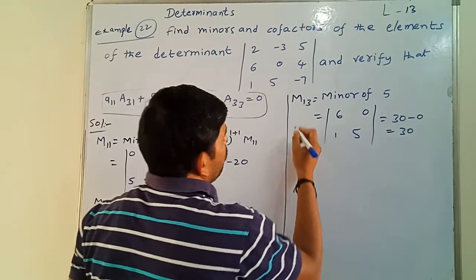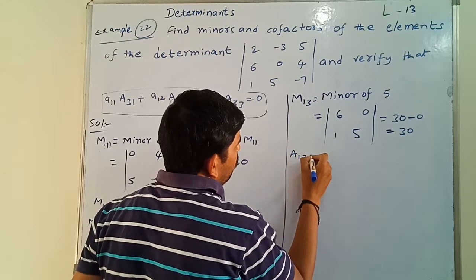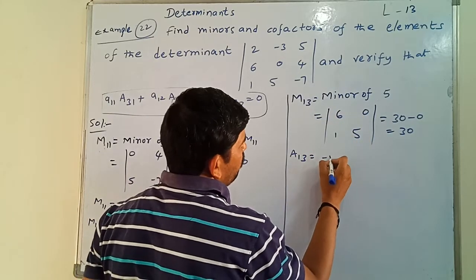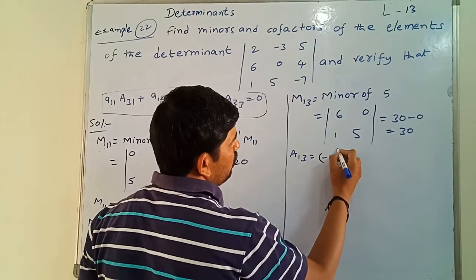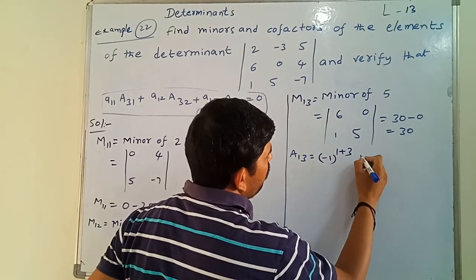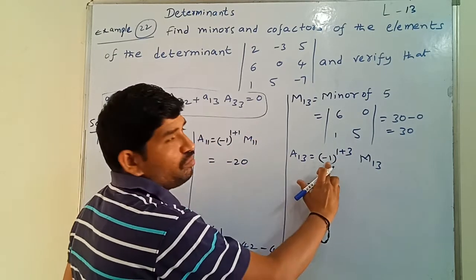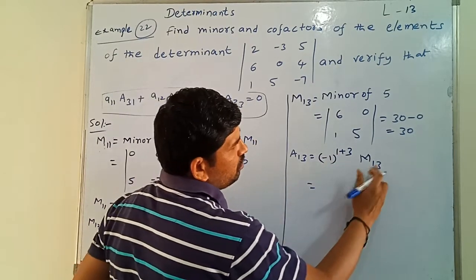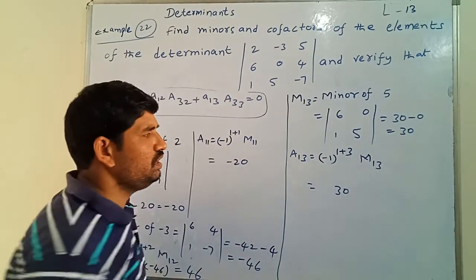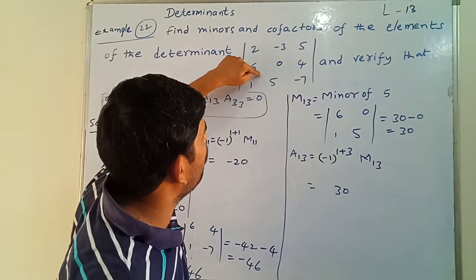Next one is, I will write here A13. What is this? Cofactor of the element 5, minus 1 whole power, what do we write, 1 plus 3, after that into M13. So 1 plus 3 is 4, means the power is even, positive. So this is 30, yes or no? Minor is 30. A13 is over. Then you people have to cover the remaining also. All of you complete this.